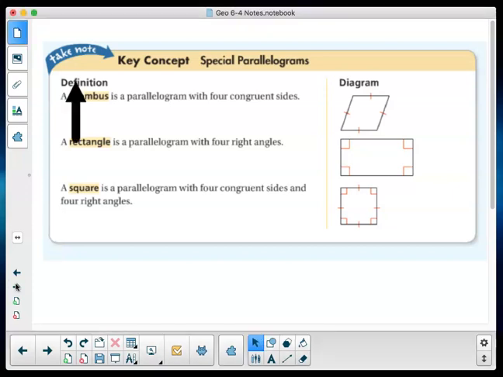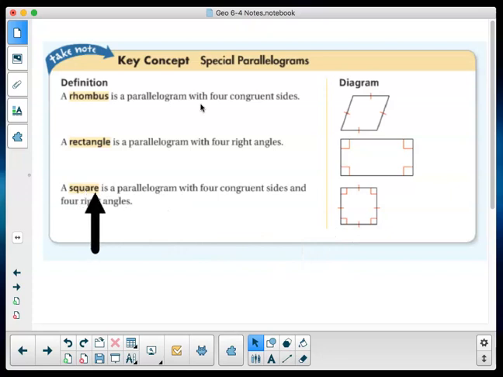So key concepts, special parallelograms. A rhombus is a parallelogram with four congruent sides. So if it's got four congruent sides, it can be classified as a rhombus. A rectangle is a parallelogram with four right angles. If it has four right angles, it can be classified as a rectangle. A square is a parallelogram with four congruent sides and four right angles.